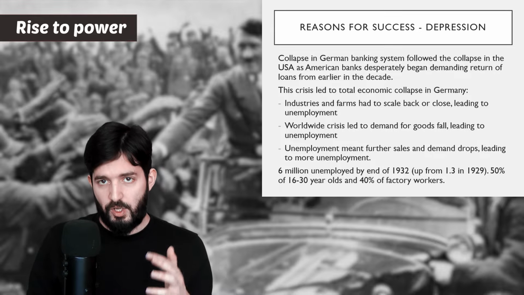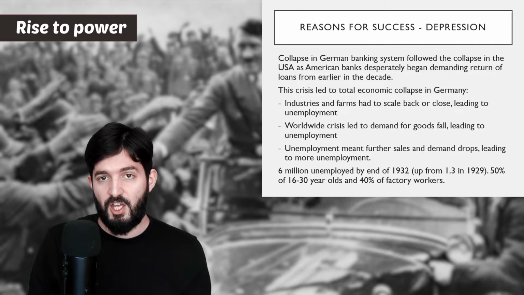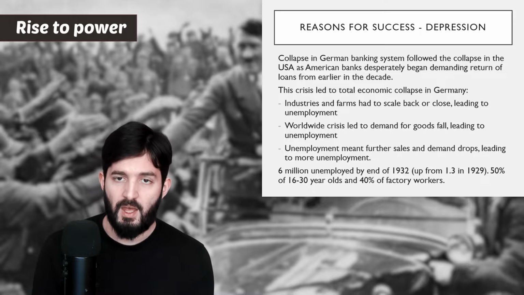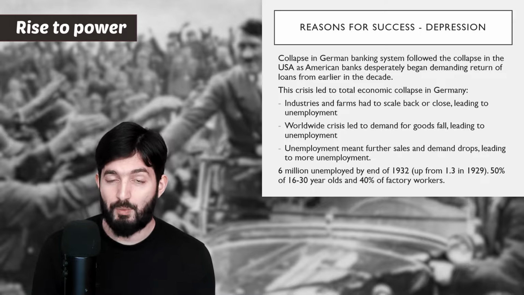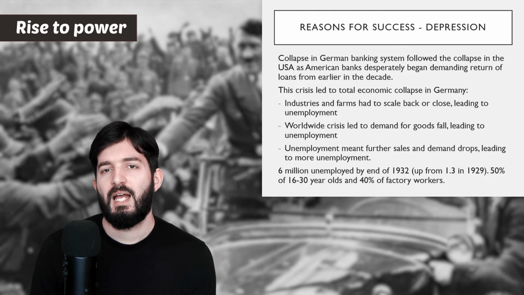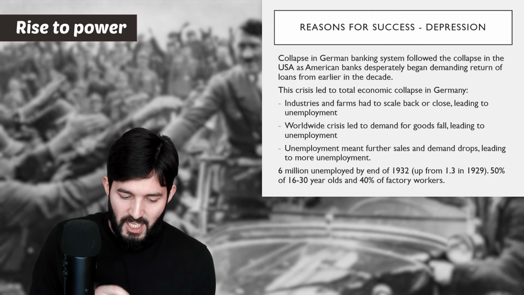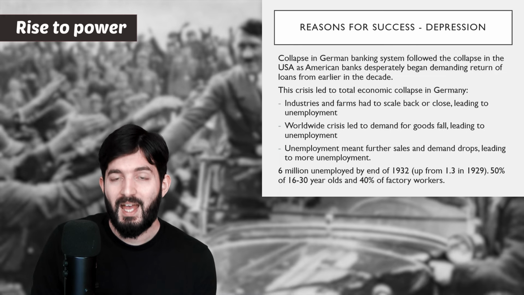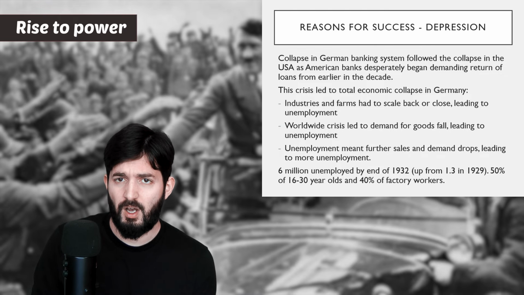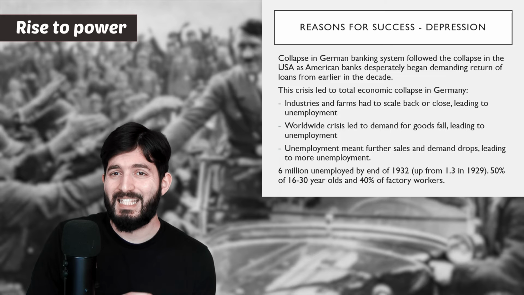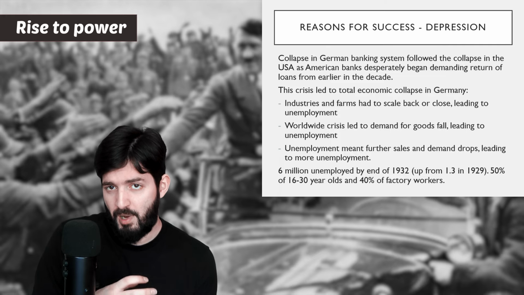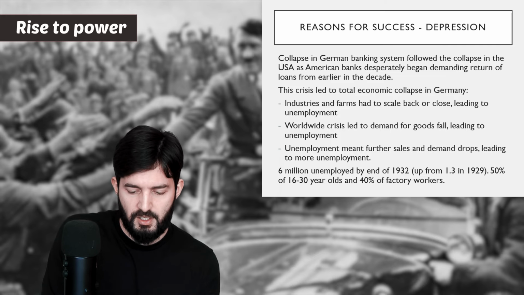Okay, the consequence of this is that by the end of 1932, unemployment in Germany has reached 6 million. In 1929, it was 1.3 million. To delve into the numbers a bit more deeply as well, 50% of 16 to 30-year-olds are unemployed, and 40% of factory workers. So certain industries and sectors are decimated by the Depression and the economic crisis.